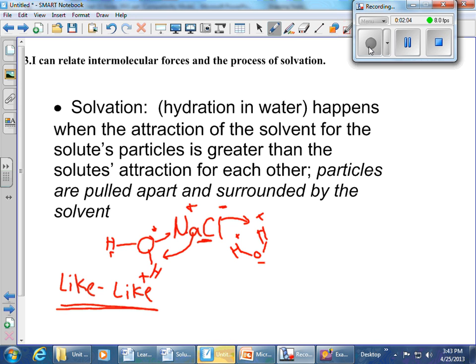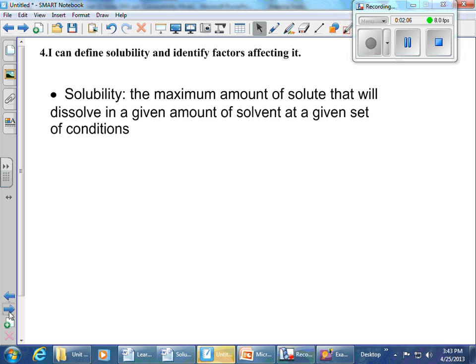Okay, so that's number 3. Number 4 deals with solubility. So solubility is, is something soluble, does it dissolve? Solubility means dissolving: the maximum amount of solute that will be dissolved in a given amount of solution. So if it does dissolve, it's going to be called soluble.